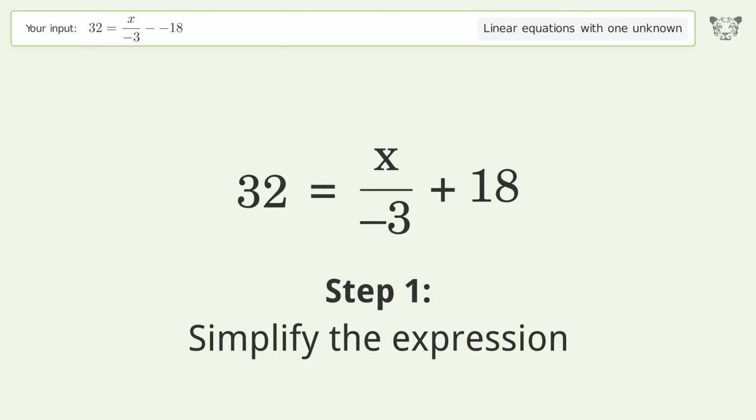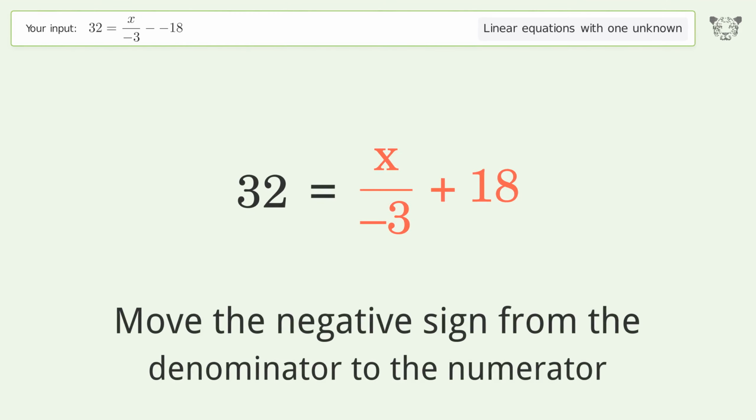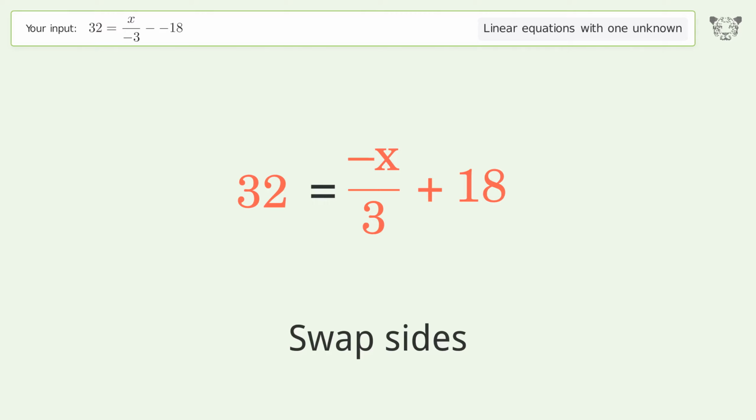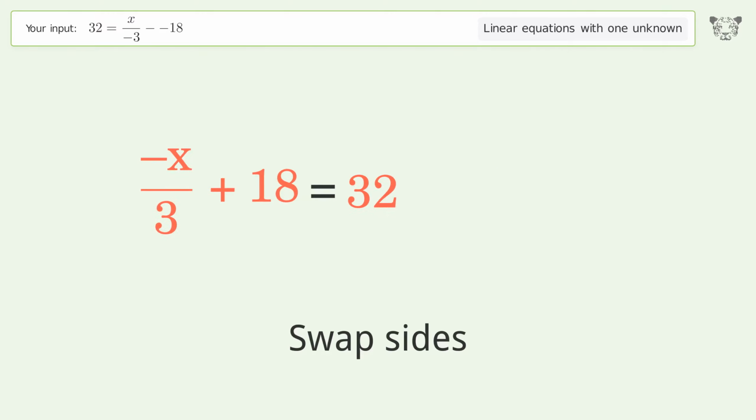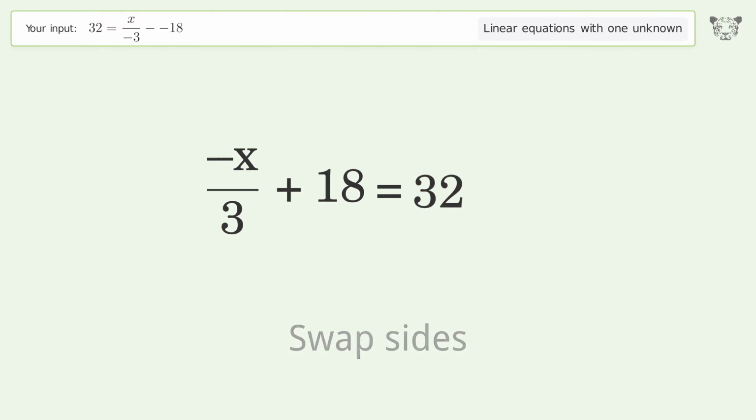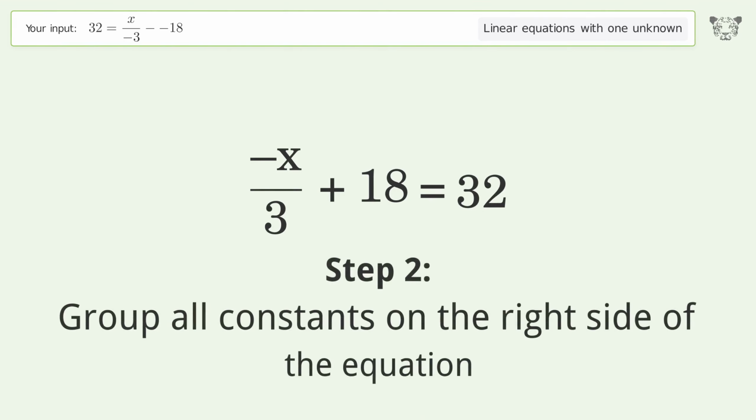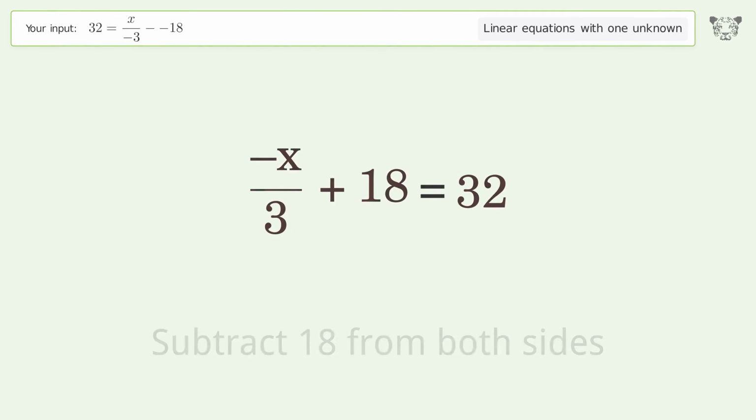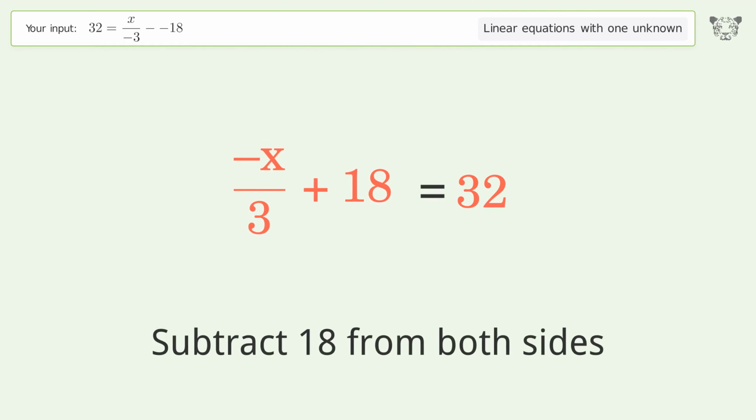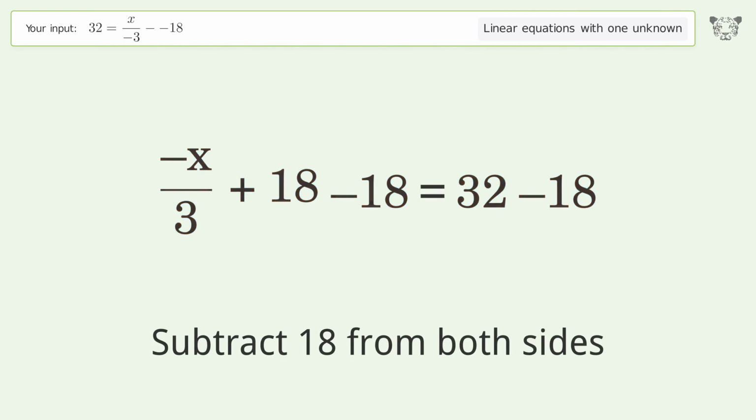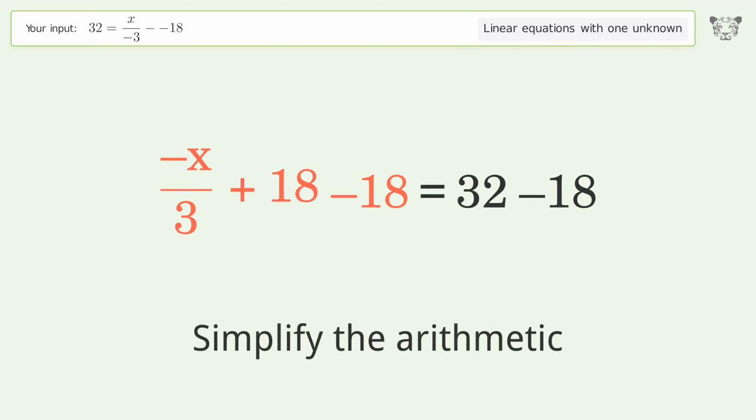Simplify the expression. Move the negative sign from the denominator to the numerator. Swap sides. Group all constants on the right side of the equation. Subtract 18 from both sides. Simplify the arithmetic.